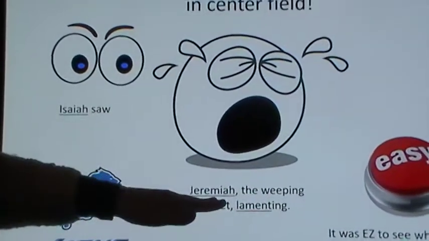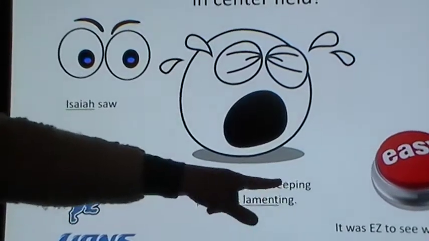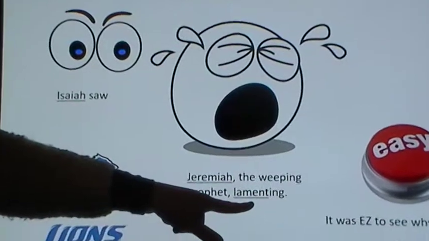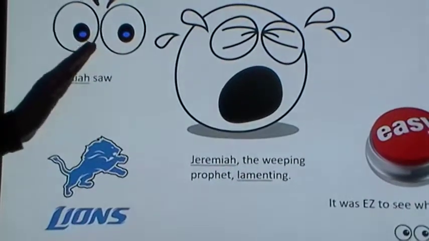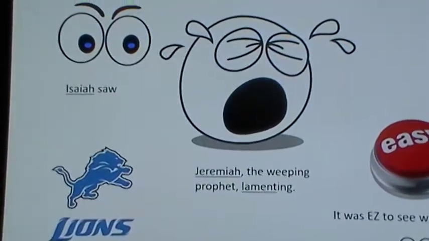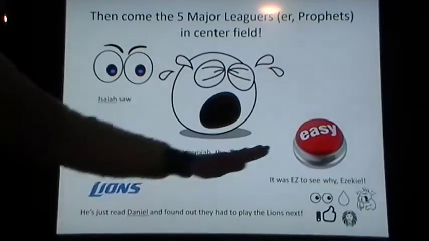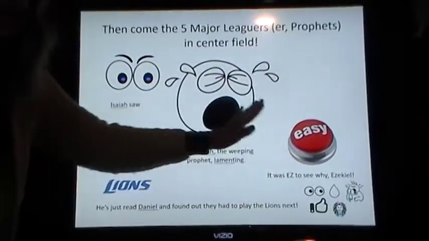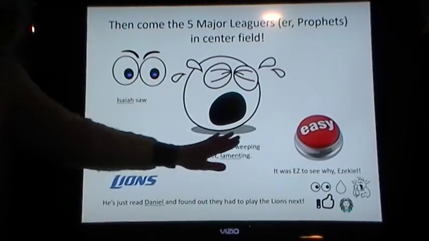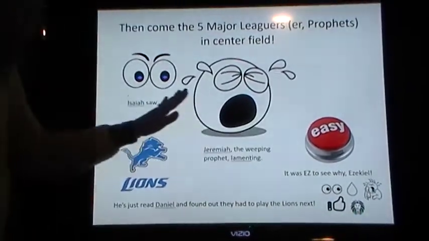Isaiah saw Jeremiah, the weeping prophet, lamenting. Jeremiah is known as the weeping prophet. Lamenting is another word for mourning. Isaiah, Jeremiah, Lamentations. Can you think of those tears? Lamentations. Now, it's really easy to see why Jeremiah is crying. Do you want to find out why he's crying? Easy stands for Ezekiel. Ezekiel.